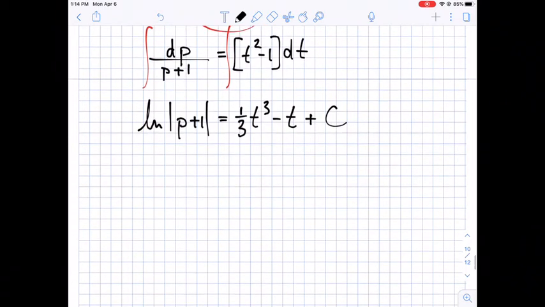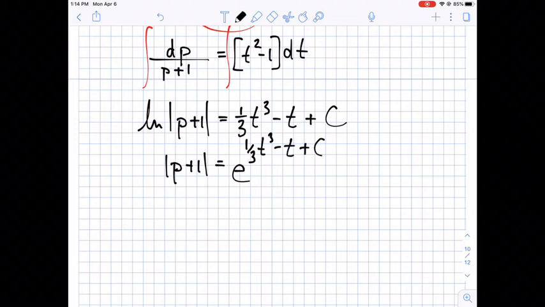Okay, let's actually go through. Let's solve for p here. So we can drop our logarithm and then drop the absolute value. We get absolute value p plus 1 is equal to e to the power of 1/3 t to the 3 minus t plus c, and then we get p plus 1. And actually, let's just take it one step further. We're going to get that p is equal to plus or minus this exponential.